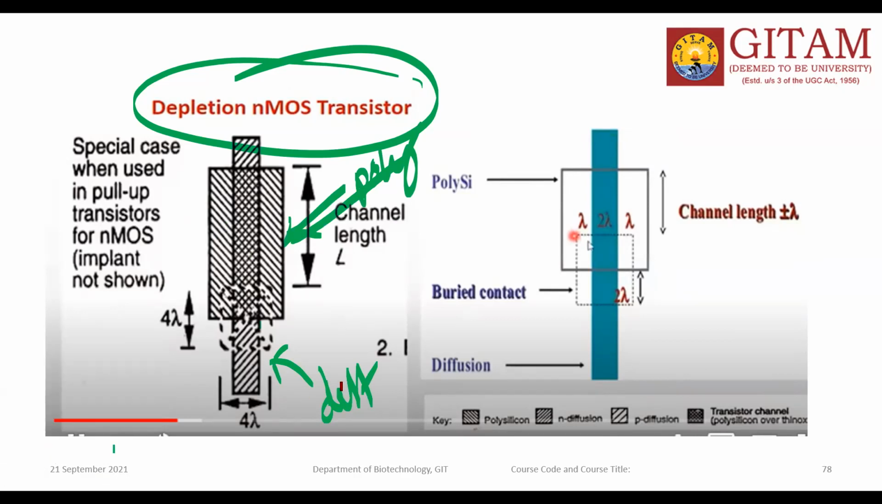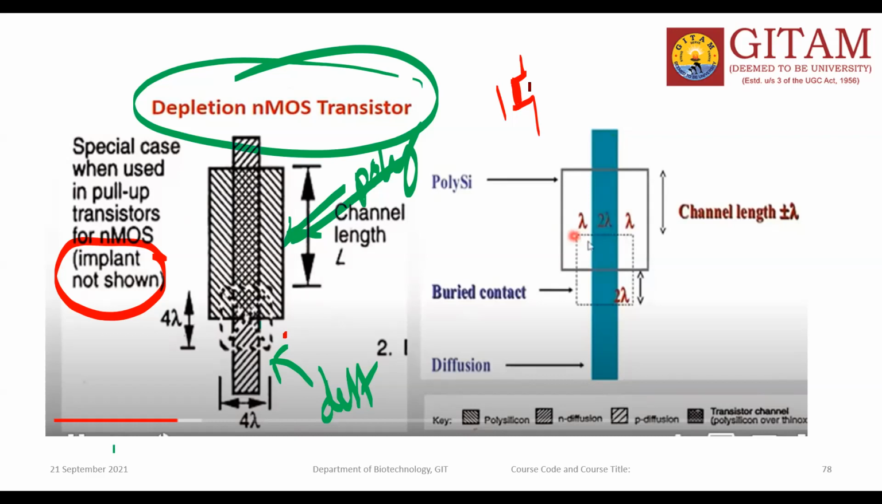This is the implant. The implant is required because of the special case when used in pull-up transistors for NMOS. The implant is not shown in the picture, but here it is required to make a connection. In the depletion MOSFET, the symbol of the depletion MOSFET is like this. For NMOS, this will be thick.